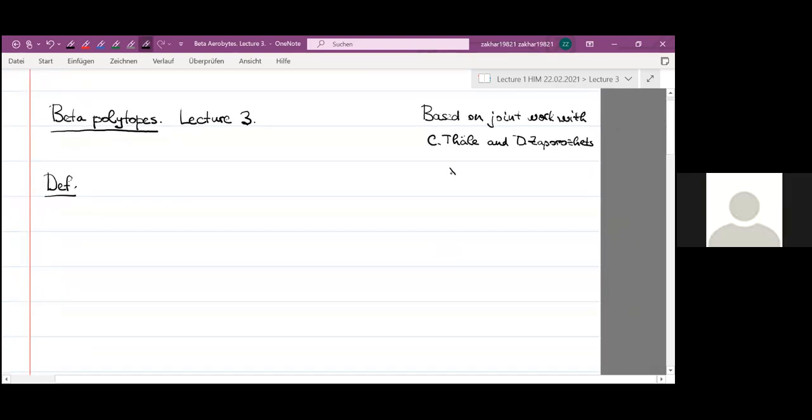Remember that a beta polytope is defined in the following way. We take n random points in d-dimensional space, and the density of these points is (1 minus x squared) to the power beta for |x| smaller than 1. And the beta polytope is defined as the convex hull of these points. For example, the points may be uniformly distributed on the unit ball. And our goal is to compute the expected number of k-dimensional faces of this convex hull, to compute it exactly.